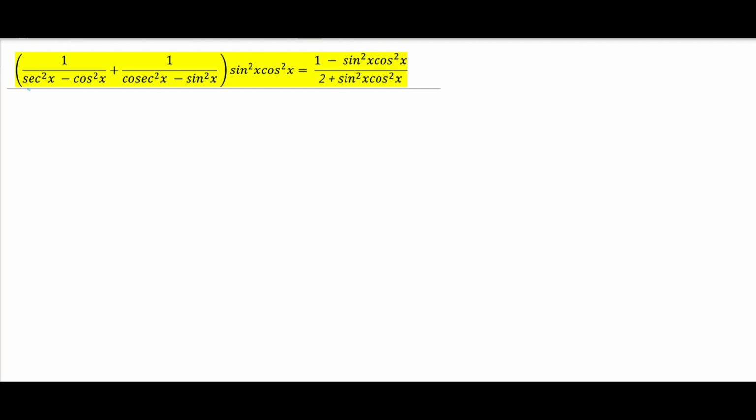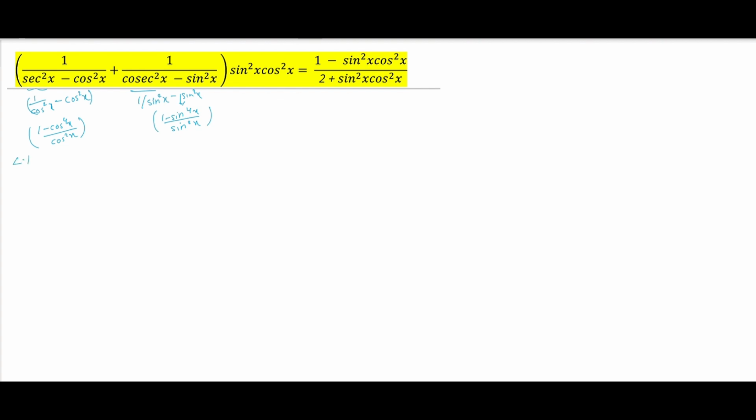To solve this, in place of secant square x, we can write 1 upon cos square x. Similarly, here in place of cosecant square x, we can write 1 upon sin square x. And if we try to simplify this, this is 1 upon cos square x minus cos square x. So on taking LCM, we'll get 1 minus cos power 4x upon cos square x. In the same way, here we'll get minus sin square x. So we'll get 1 minus sin power 4x upon sin square x in this side.